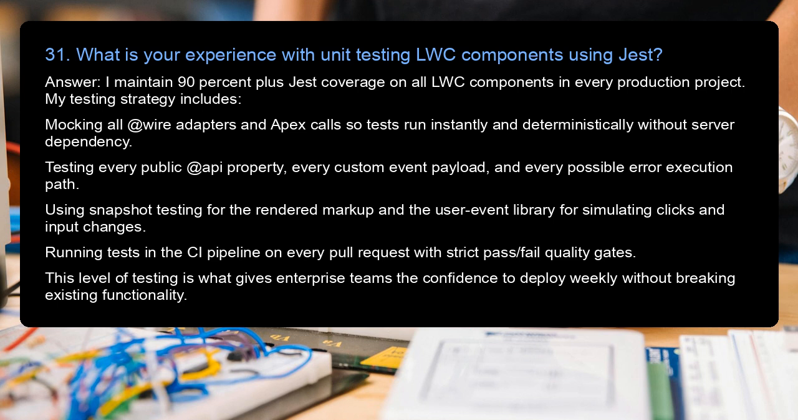Running tests in the CI pipeline on every pull request with strict pass or fail quality gates. This level of testing is what gives enterprise teams the confidence to deploy weekly without breaking existing functionality.